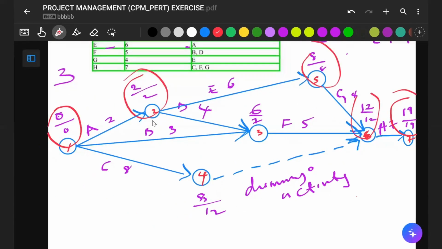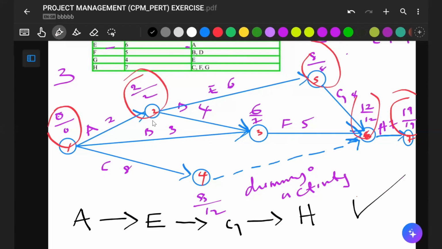So by convention now, your critical path is going to be what? Activity A. Then you have what again? Activity E. Correct. And what next? Activity G. And what next? Activity H. So this is the critical path.